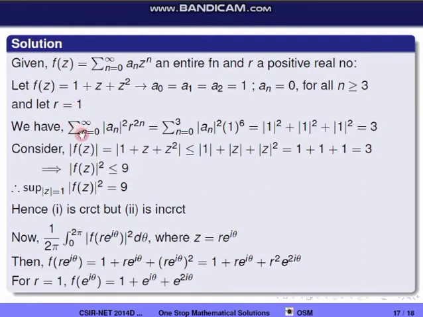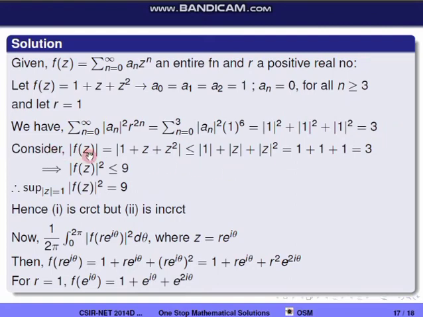Now we have sigma n is equal to 0 to infinity mod an square into r power 2n. For this function, this is equal to sigma n is equal to 0 to 3 mod an square into 1 power 6. Here all an's are 1, so this is equal to mod 1 square plus mod 1 square plus mod 1 square, that is equal to 3. For this case, we are getting sigma n is equal to 0 to infinity mod an square r power 2n equal to 3. So keep it like that.